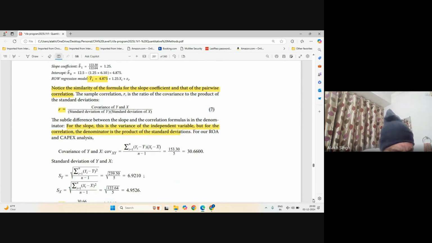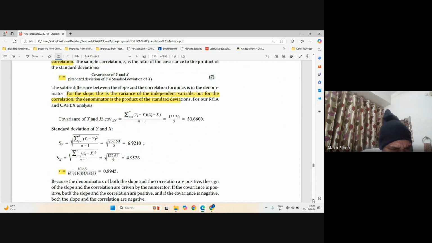Okay, now Sy. Sy is the standard deviation of y, so the square root of the sum of yi minus y bar whole squared divided by n minus 1. And this one is 6.92. And Sx is equal to 4.92. So, can we calculate beta using this information? We know R is 0.8945. Can we calculate beta? So, we know R.